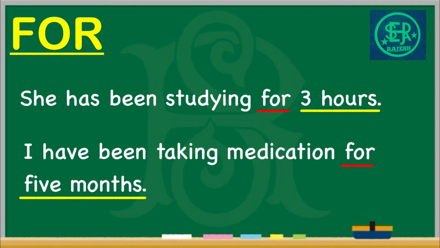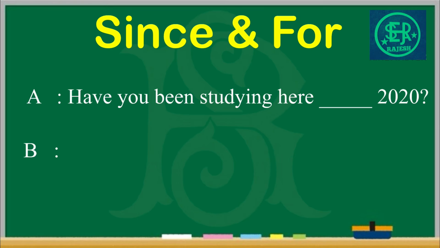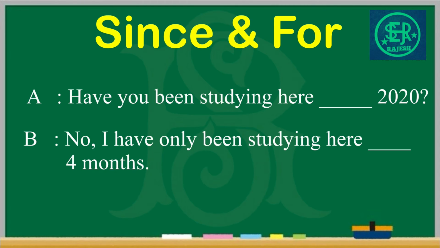Now let's do a practice. In this conversation, there are two sentences. A says, have you been studying here blank 2020? Remember, when we use a specific time expression, we put since before the expression. So, A says, have you been studying here since 2020? Then B says, no, I have only been studying here blank 4 months. 4 months is a duration. It shows how long this action has been happening. So the best answer here is for.